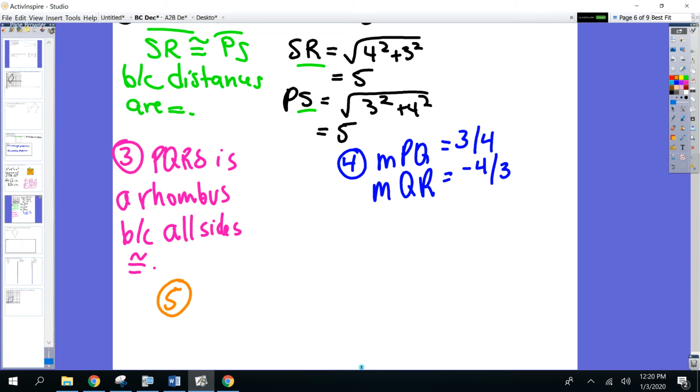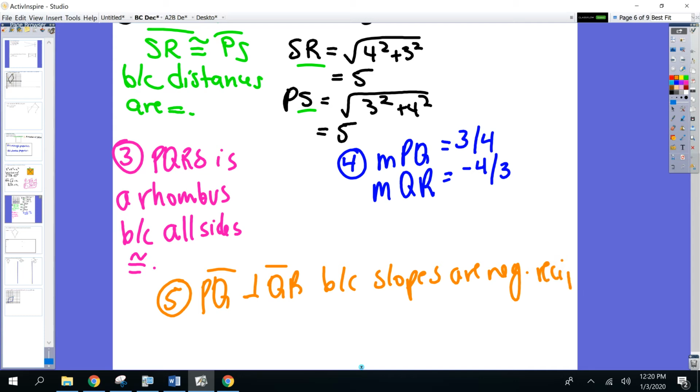What did we just find out? No, it's not a square. It's not even a right angle yet. That PQ and QR are perpendicular because slopes are negative reciprocals. Now, Nick, what do you have at your angle? At your angle Q, what do I have now? Why, Nick?